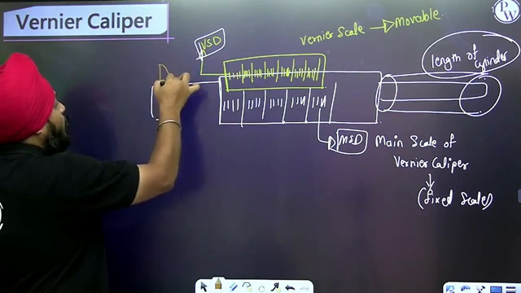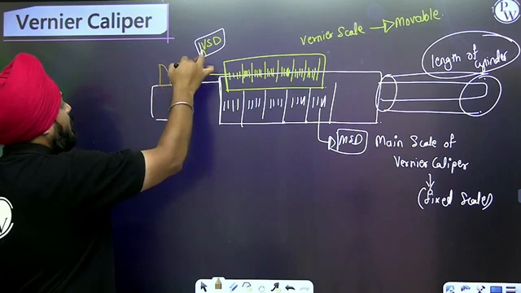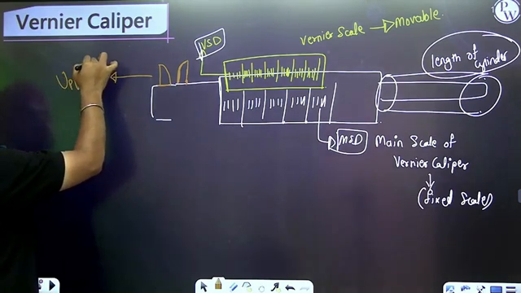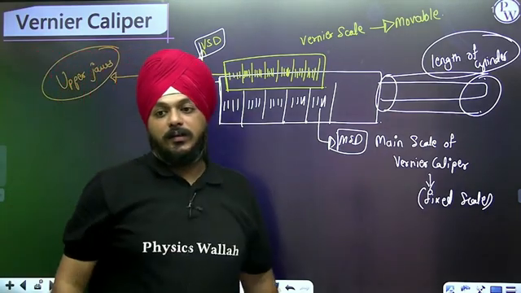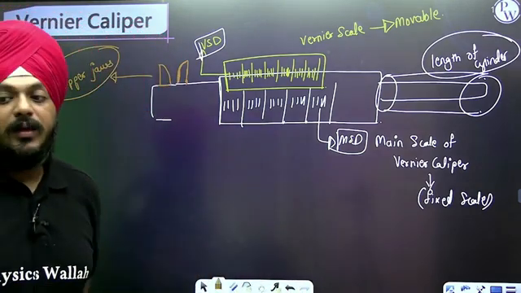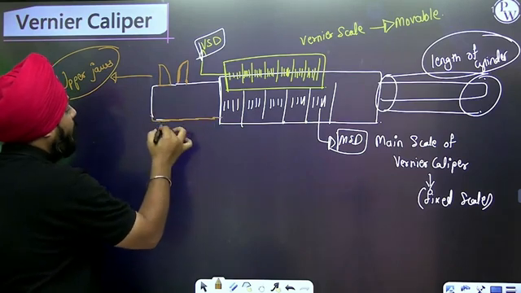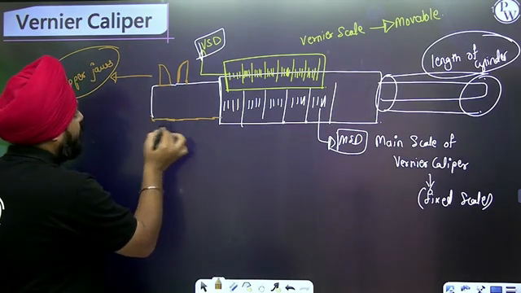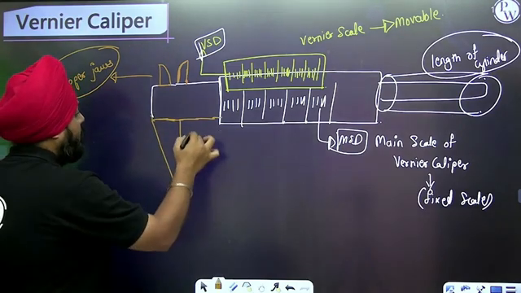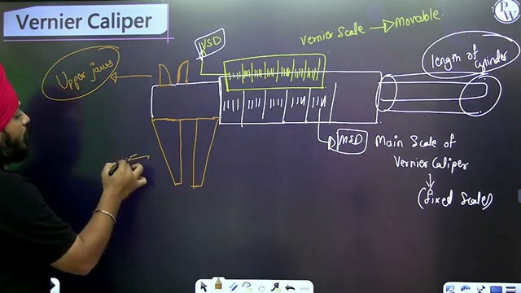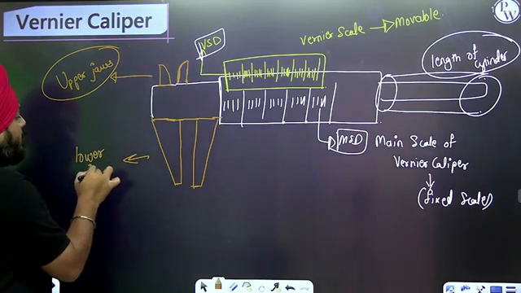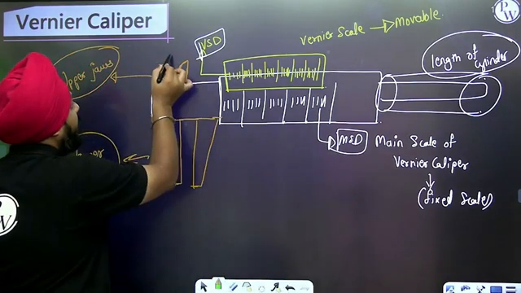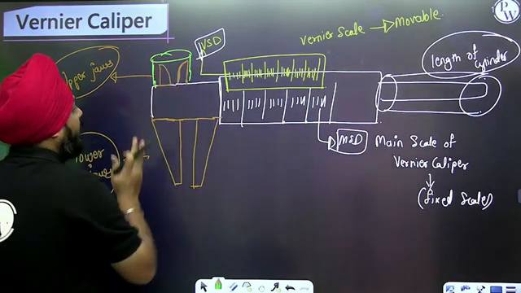Like this, we have two jaws. This is known as the upper jaw. Jaw itself means panja, to grab something. Beneath this, we have the lower jaws. The upper jaws are to measure the internal diameter. Like this way, the cylinder is kept and things are attached.